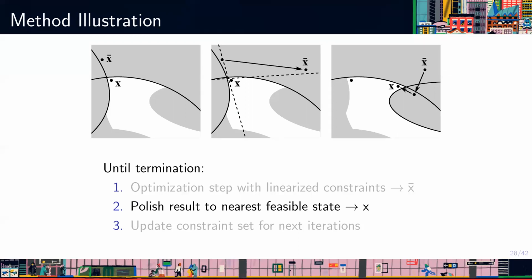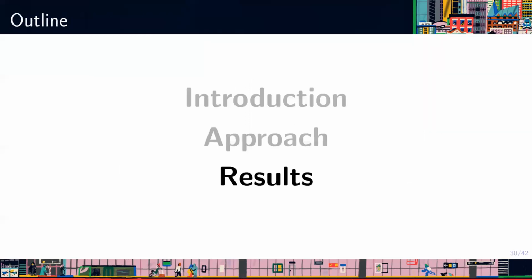It's important to note that the state is queried for new inversion and new collision constraints along the way. These new constraints are added to the constraint set for the QP solver in future iterations. As a result, the constraint set is essentially being refined every GINI iteration. So next we'll see some results.